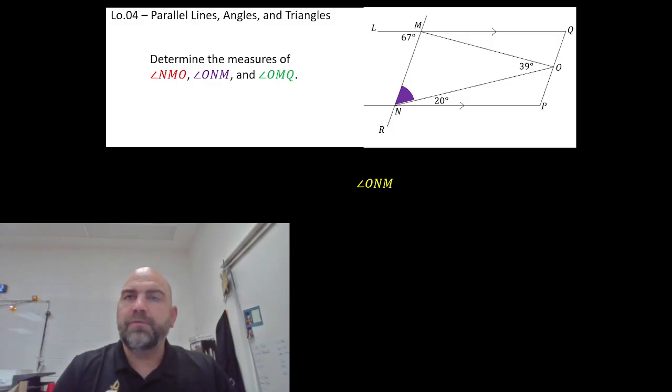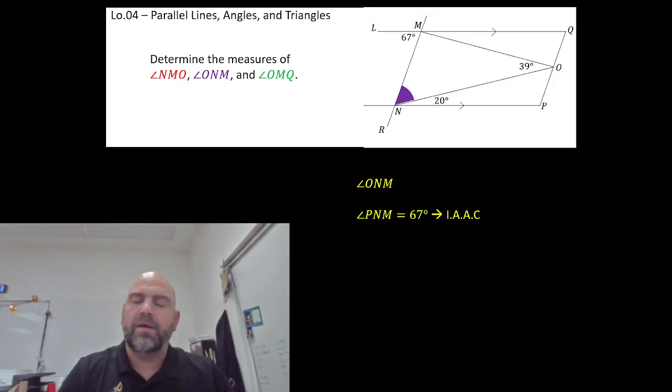Now, to solve for this one here, we're going to do a couple of steps. First of all, we know that angle PNM, which has the 20 in there and the purple piece, has to equal 67 degrees because it is an interior alternate angle to the 67 degrees that is right beside the M there, or across from the M. So we know that angle is 67 degrees, and therefore our PNM angle has to also equal 67 degrees. That 67 degrees is the purple piece as well as 20 degrees. So when we subtract, we get that our purple piece there, ONM, happens to be 47 degrees.